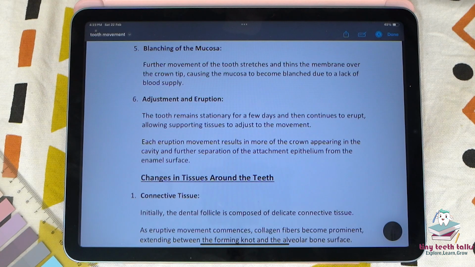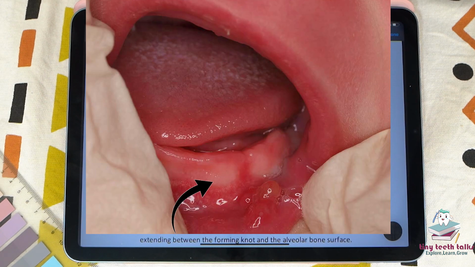This stretching causes the membrane to become thinner over time. The thinning membrane exerts pressure on the mucosa, which is the soft tissue lining of the mouth above it. This pressure reduces the blood supply to the mucosa in the specific area, and due to decreased blood supply, the mucosa appears blanched or paler than the surrounding tissue.